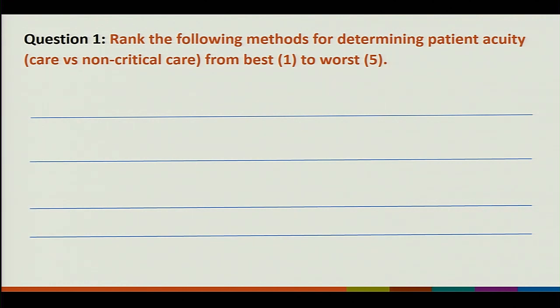The first question I have, and again, this is not going to be a chronological case. There are going to be 5 independent questions and scenarios for location mapping. So question number 1 is: rank the following methods for determining patient acuity, critical care versus non-critical care, from 1, that's best, to 5, worst.